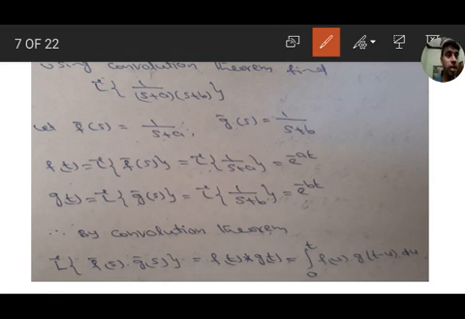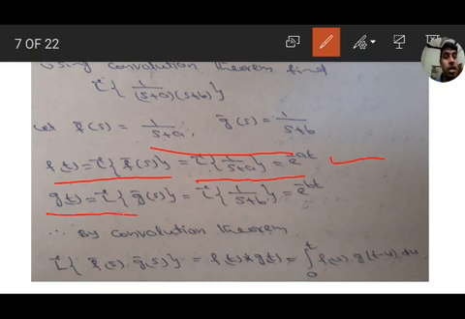Using the convolution theorem, find the inverse Laplace transform of 1 by (s plus a) into (s plus b). So first take f bar s equal to 1 by s plus a, and g bar s equal to 1 by s plus b. Then f(t) means L inverse of f bar s, that is L inverse of 1 by s plus a, which is e to the power of minus at. g(t) equals L inverse of g bar s, therefore L inverse of 1 by s plus b equals e to the power of minus bt.